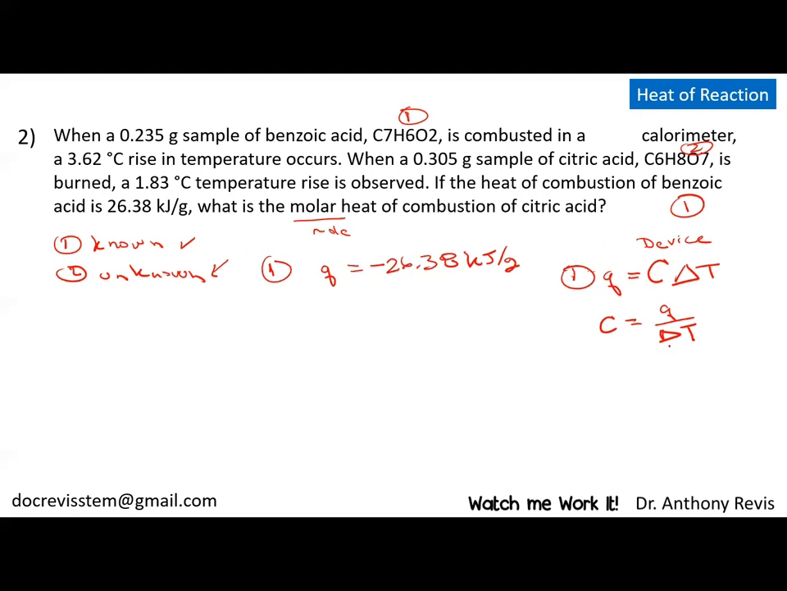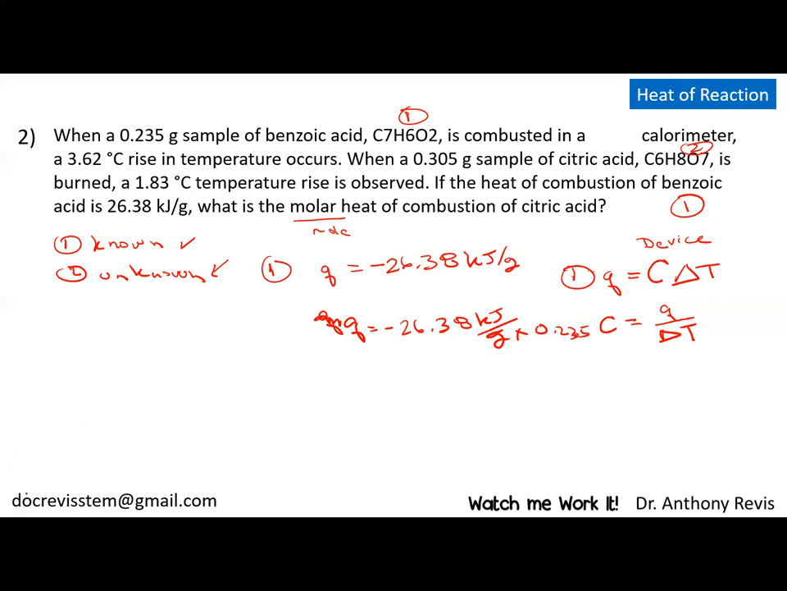Okay, so let's finish a few calculations here. Ready? I know Q is minus 26.38 kilojoules per gram. But I just need to know what that actual heat is, not per gram. So I'm going to find my Q for this process, which equals minus 26.38 kilojoules per gram times my grams for this device, 0.235.